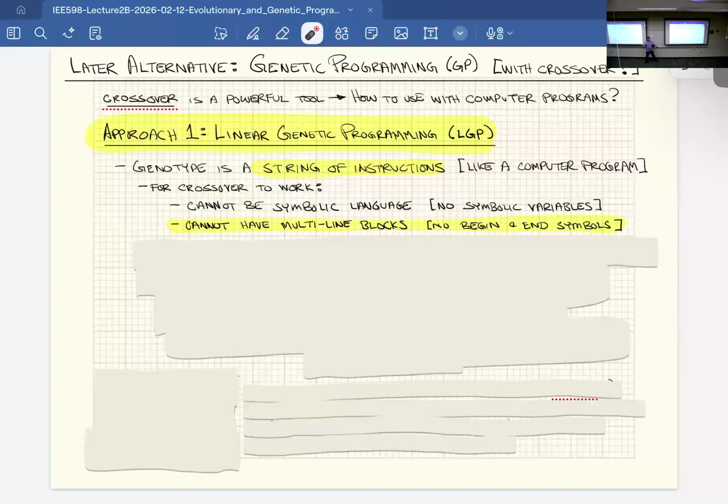And then likewise, in the other offspring, it had an end in the bottom with no begin. So you can't have these multi-line blocks. It's also convenient, though not killer, if it's not a symbolic language.